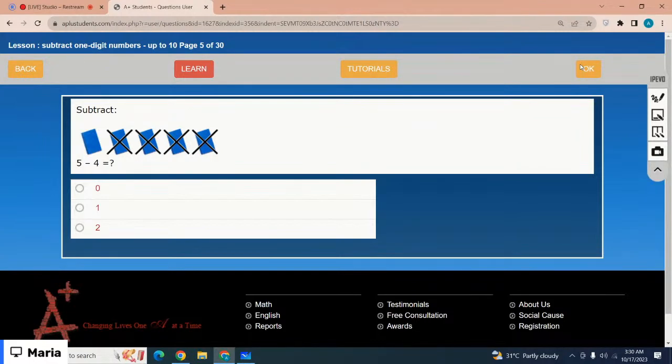Okay, the next one is 5 take away 4. So which is the correct option? The correct option is 5 take away 4 equals 1. The correct option is 1.